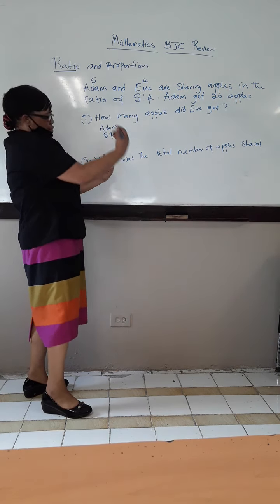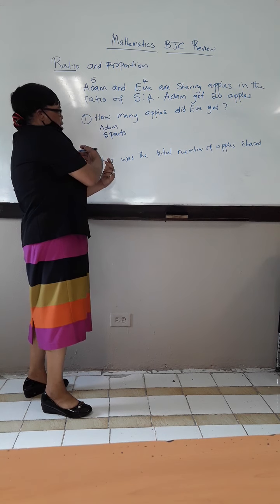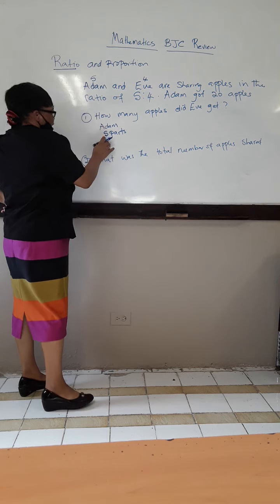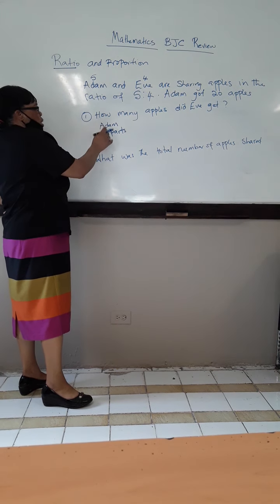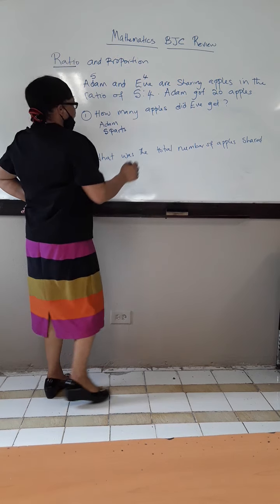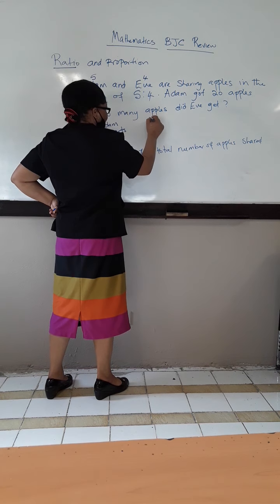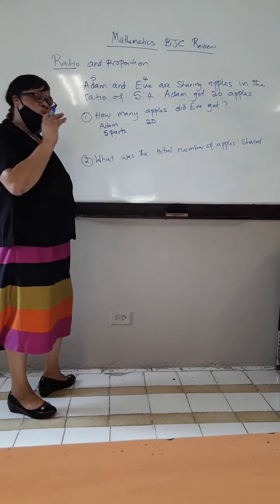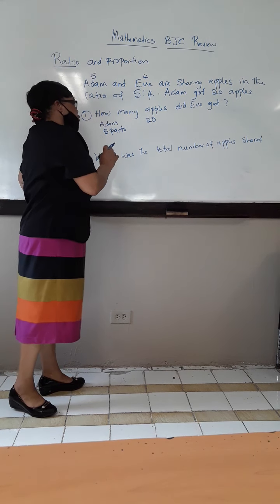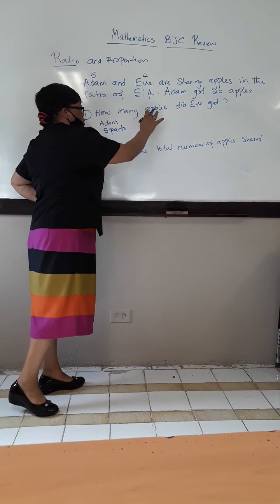Now this is just a reverse of what we did. Earlier we got what was 1 part. This time we have to find out what is 1 part. So how many apples did Adam get? Adam got 20 apples, and Adam's 20 apples is 5 parts. So what do I have to do now to find what is 1 part?